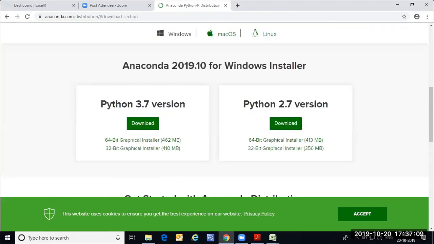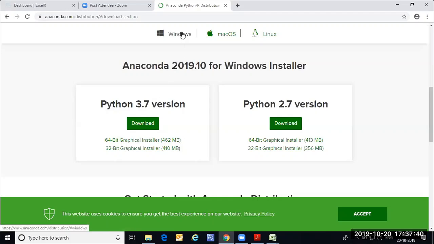Just say download here. It takes you to this page. And be sure that though it is displaying Windows installer here, Anaconda 2019.10 for Windows installer, just click on this Windows button once again. Because sometimes by default, it takes you to the Mac OS. You just right away install the 3.7 version that doesn't work on Windows.